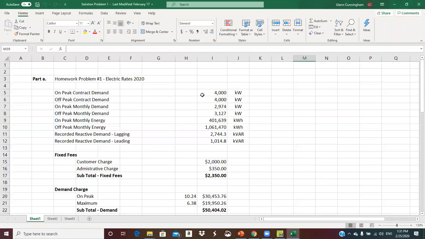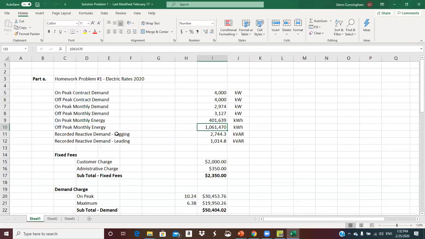This was input data or givens. On-peak contract demand 4,000, off-peak contract demand 4,000. On-peak billing demand for this month was 2974. Off-peak demand 3127. On-peak energy 401,639. Off-peak energy 1,061,470.